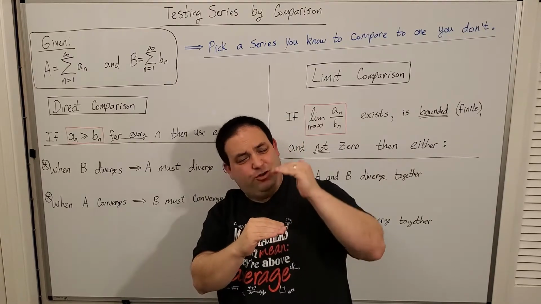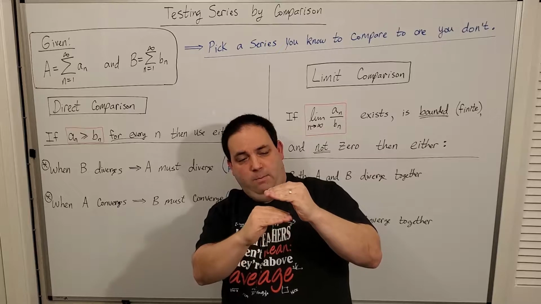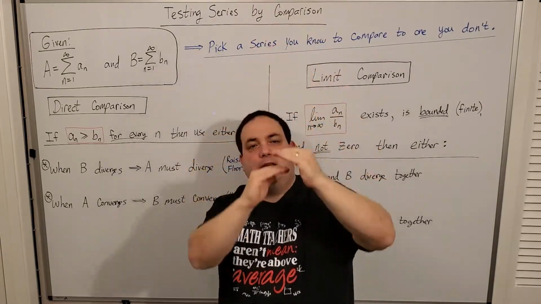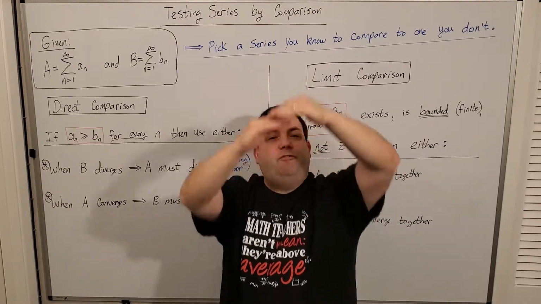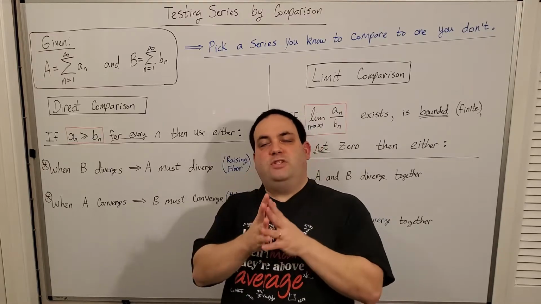If A is greater at every single step, here's B, here's A, B is going to be like, nope, go up, nope, go up, up, up, up, up. And then B is going to go to infinity. That's going to force A to go to infinity as well. So it's a 100% guarantee.